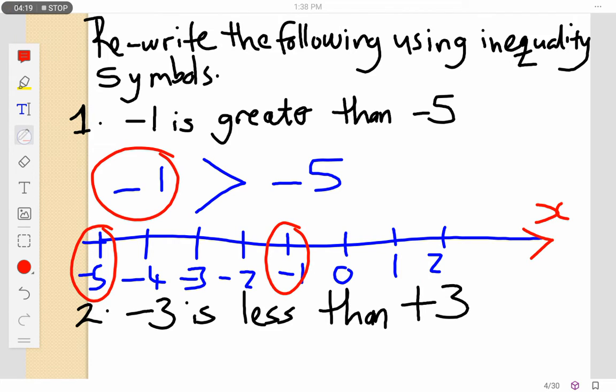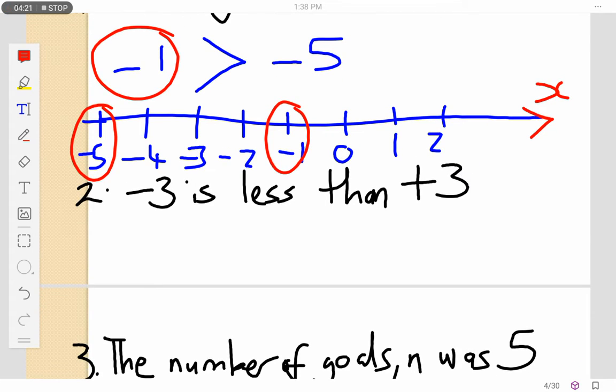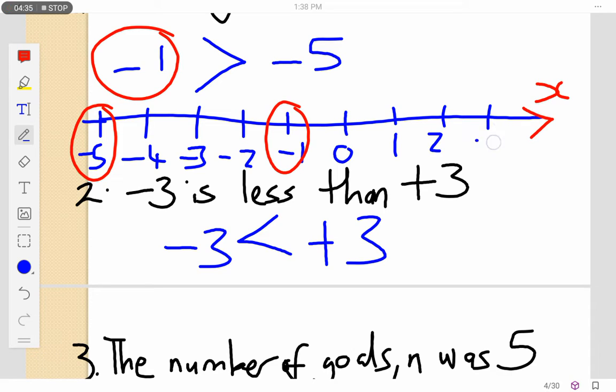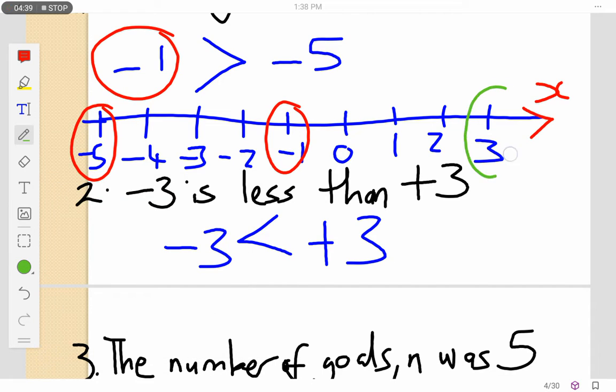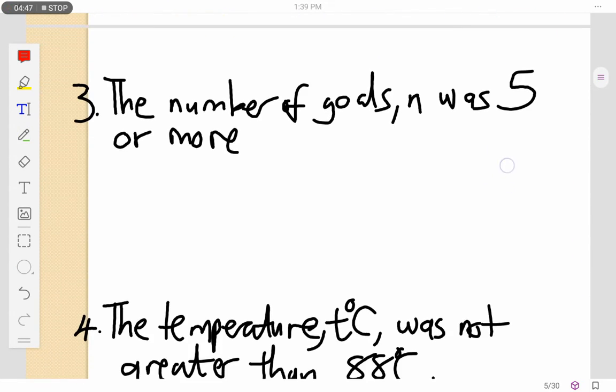Let's move on to the next one. The next one is saying -3 is less than. So we can say -3 is less than +3. Okay, this also makes sense even if I use this number line here. This is my 3, and you find out we have +3 there and -3 is here. -3 is less than that number there. Okay, let's go on to number 3.